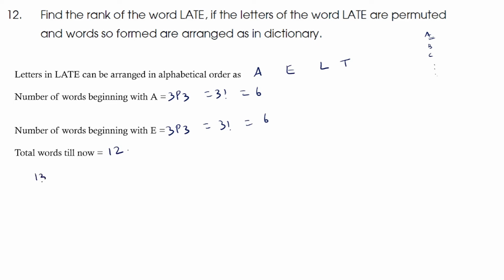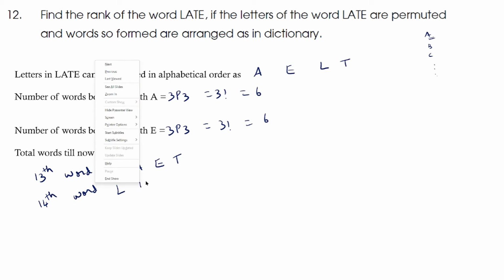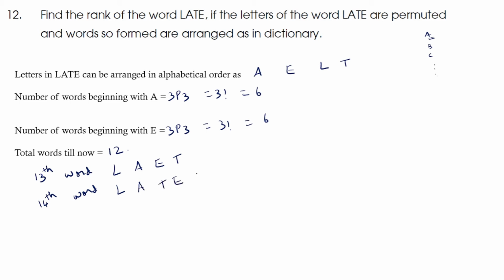Now the 13th word will start with L, and then the next letter will be A, then E, and then T. Then the 14th word in the dictionary will again start with L, then A, and then T and then E. So the rank of the word LATE in the dictionary is 14.